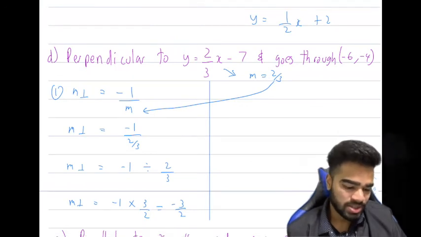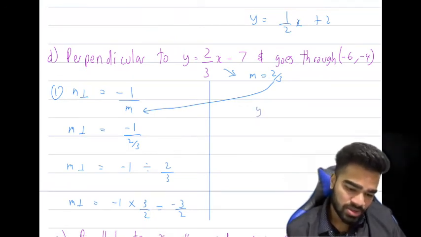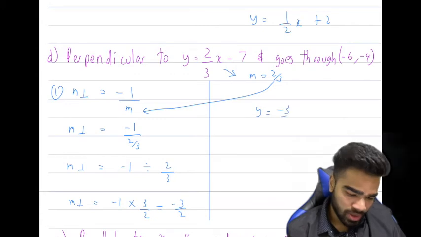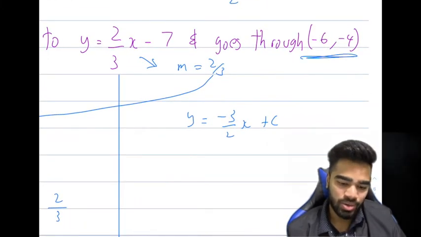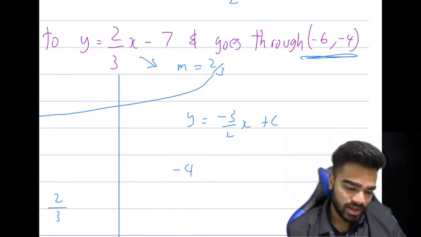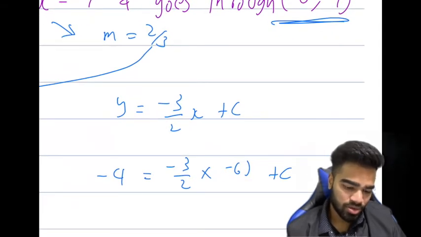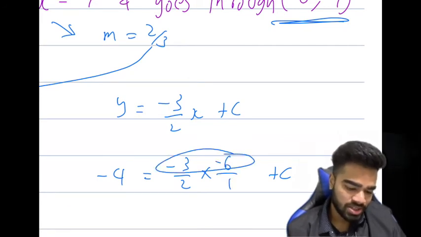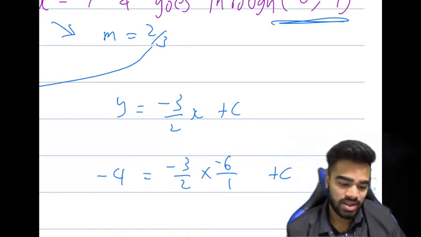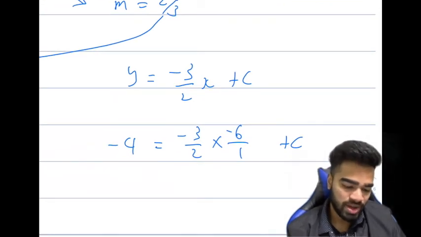All right. So you sub this into y is equal to mx plus c. So y is equal to -3 on 2 x plus c, and then you sub in your coordinate, right? So y is -4, so -4 is equal to -3 over 2 multiplied by x is -6 plus c. Remember, you can cross simplify these questions if you want. So you can just multiply -6 and -3 if you want. I'm going to cross simplify because I find it easier.